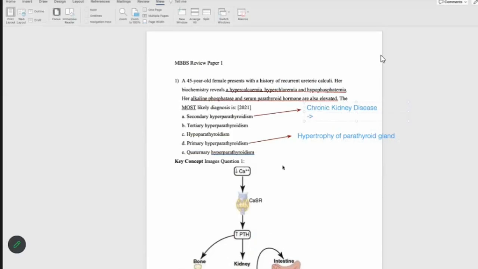If you guys remember further down, earlier I mentioned that the kidneys have a role in activating vitamin D, right? So if you have chronic kidney disease, vitamin D cannot be activated. That's the first problem, right? So you can't activate vitamin D because kidneys aren't functioning properly. If you can't activate vitamin D, remember vitamin D's role on the intestines.